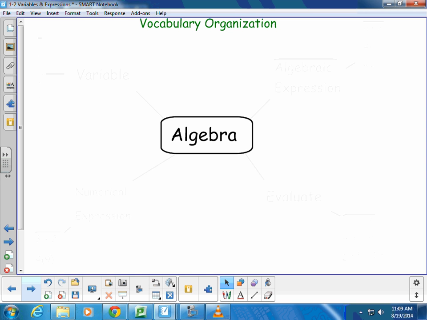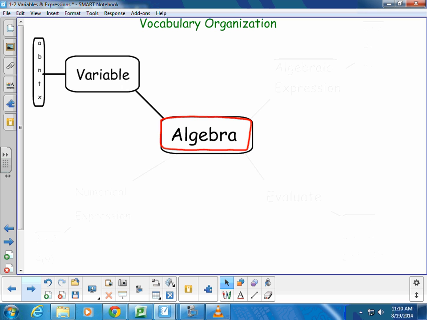So right now, we're just looking at the concept of algebra. What is algebra? Algebra is the branch of mathematics that uses letters in place of numbers. It involves expressions that have variables. Those letters that are in place of numbers are called variables. Up here you'll see what a variable is, if I can find it and click on it here. There we go. A variable is just a letter in place of a number. So here I have examples of a, b, n, t, and x.